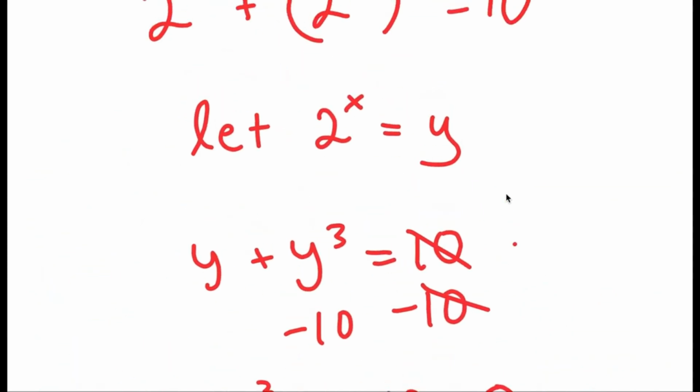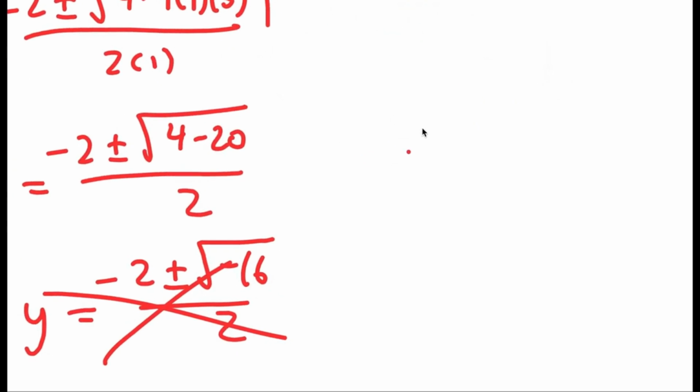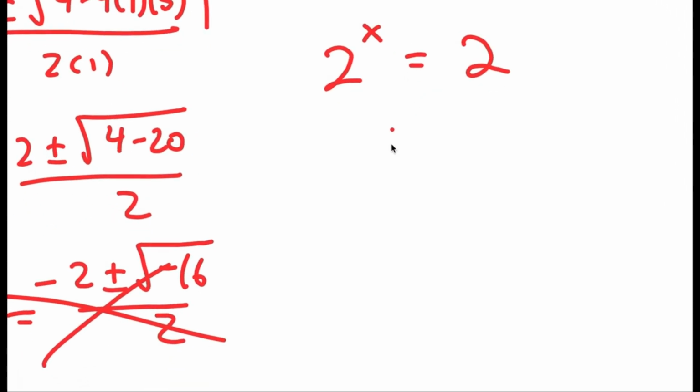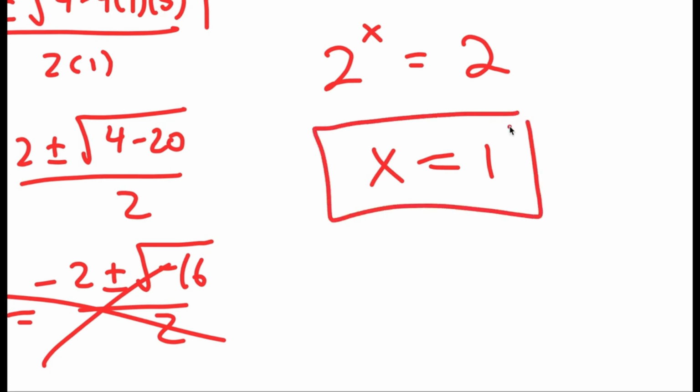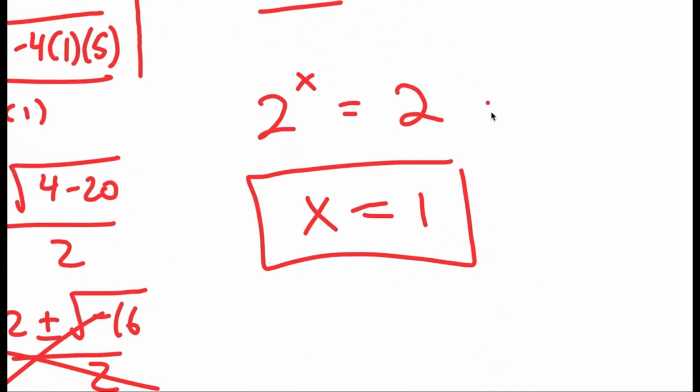And remember, we're solving for x, not y. And we let 2 to the power of x equal to y. So I have 2 to the power of x is equal to 2. And the only solution to this would be x equals 1, because 2 to the power of 1 is equal to itself. So x equals 1 is my solution to this equation.